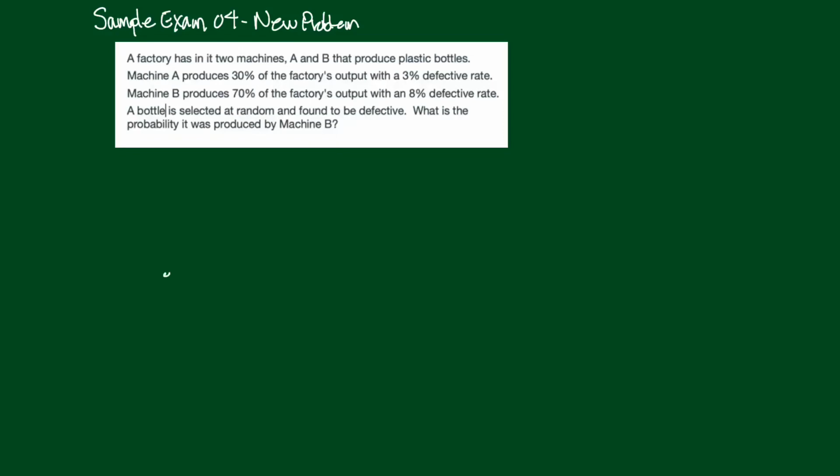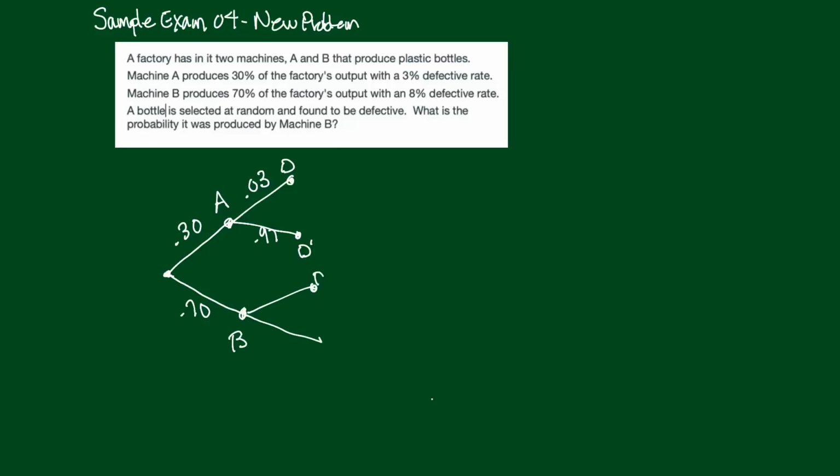So let's draw a tree diagram. How about if we start here? We could be at machine A or machine B. Now there's a 30% chance we'll be at A, a 70% chance at B. And then from A, we can get defectives or non-defectives. Defectives, that's going to be 3%, so 97% non-defectives. And for machine B, we can get defectives, non-defectives, and that's 8% defectives, and so that's 92% non-defectives.